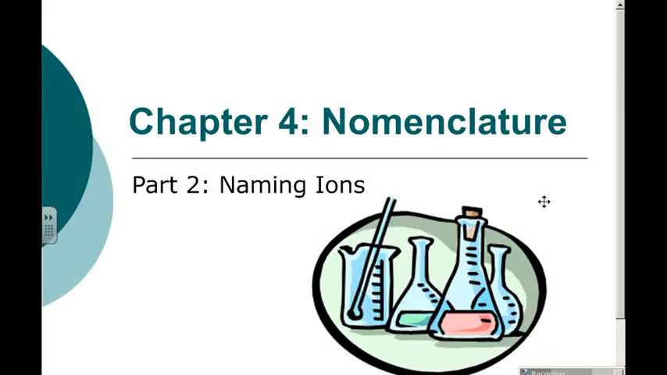Congratulations on finishing the first part of this lesson. You're now ready to move on to part 2, which is about naming ions. You'll notice on your paper that we're going to divide this by nonmetals, type 1 metals, and type 2 metals before we conclude with polyatomic ions. Let's go ahead and start with the nonmetals.